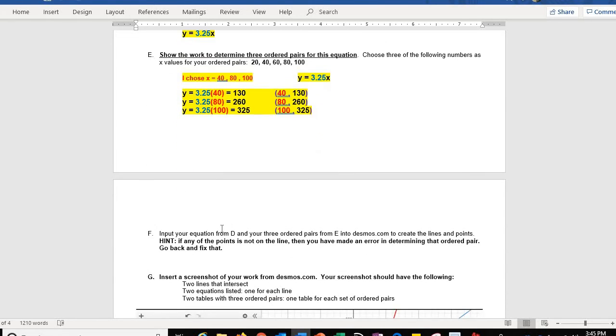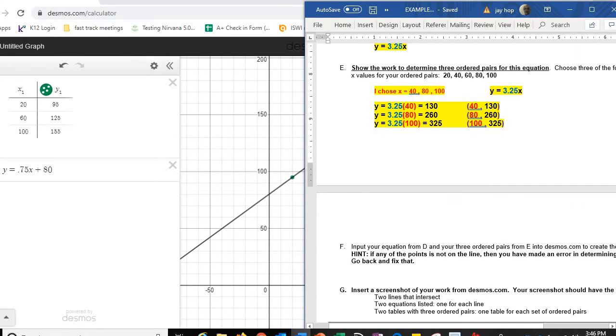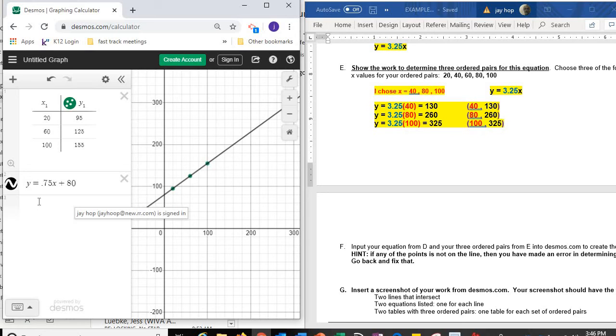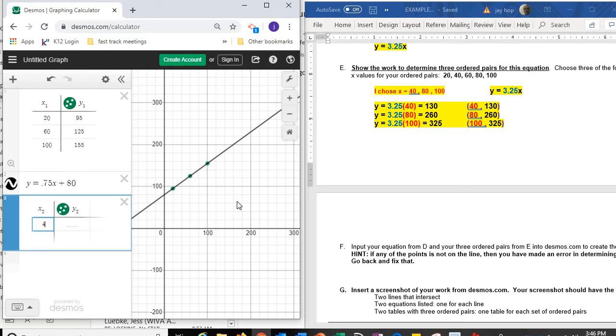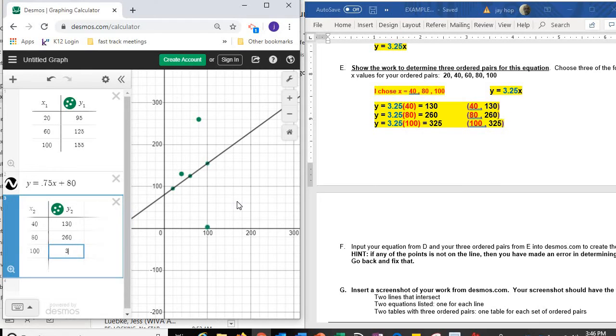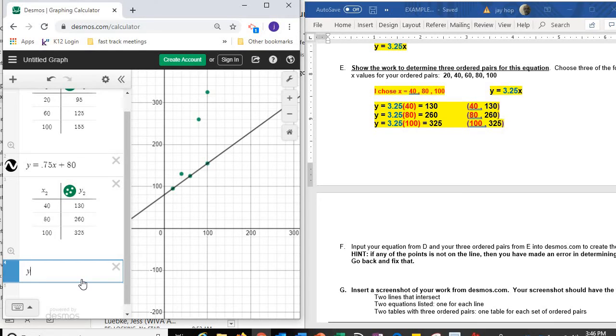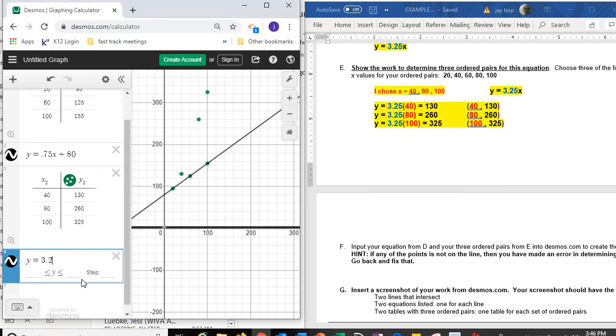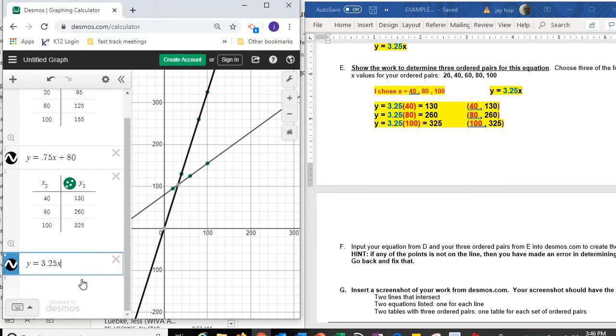And then again, I'm going to go back to the graph, and I'm going to put in those ordered pairs in that equation. So I'm going to 3, and I'm going to put in my table, and I have (40, 130). I've got (80, 260), and I've got (100, 325). And then my equation, again, I'm just going to plug that in. Y equals 3.25x. Oops, helps if I type the right number.